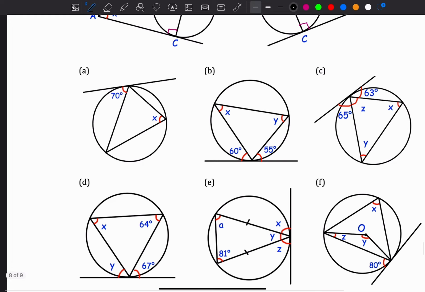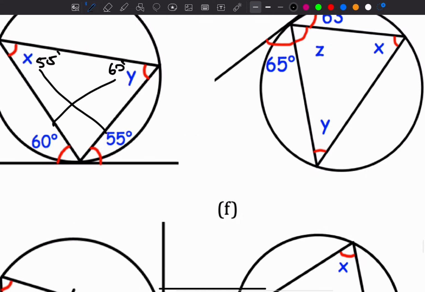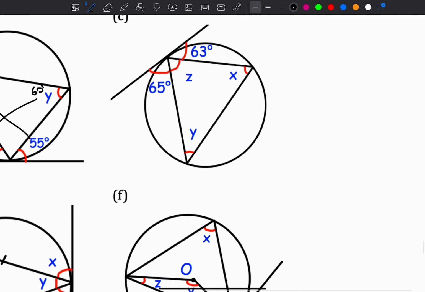So if you look at it, this one is 70, so that's x is 70. So that's 55, so alternate segment, this is 55, 60, that's 60. Okay, what's that? That's 63, 65. Can you see? You could do the triangle here, or you could do the straight line here. It's up to you which one. So just 180 minus that 63 minus 65, 52.